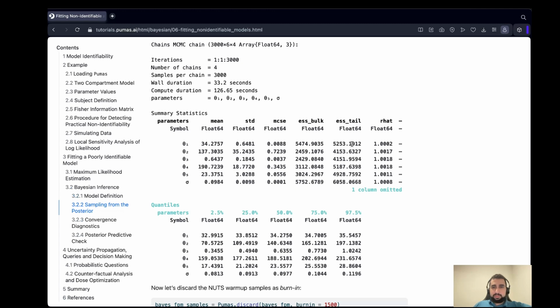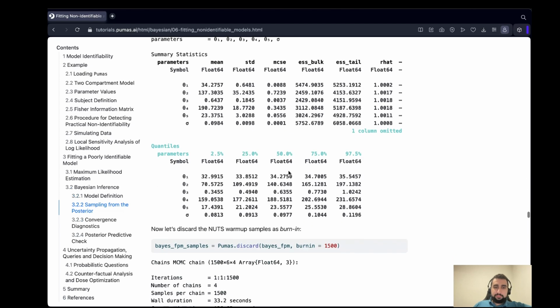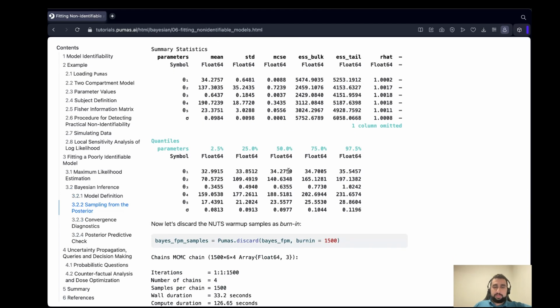Now the diagnostics look decent, so the R hat here, which is a useful diagnostic, should be close to 1. It's pretty good. The ESS, effective sample size, bulk, again, not bad. So many of these diagnostics are looking good, I would say.